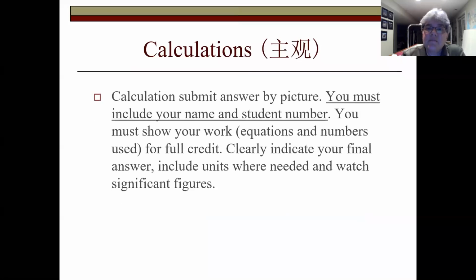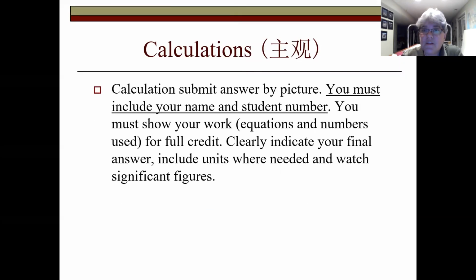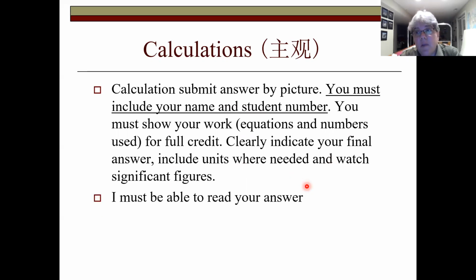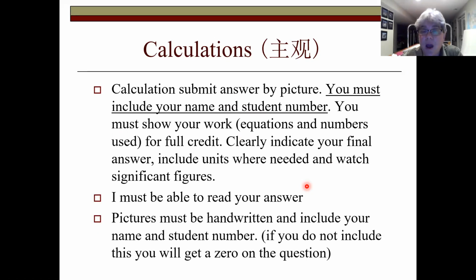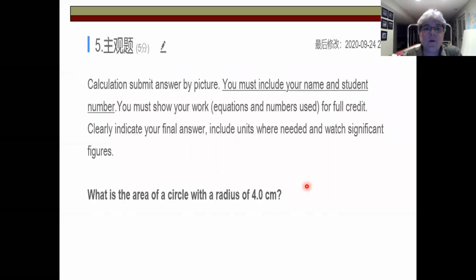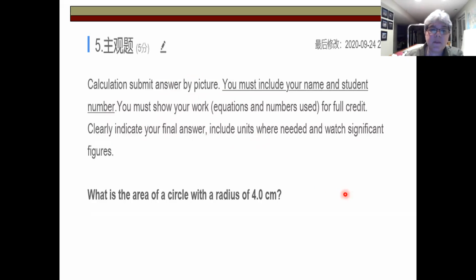All right, calculations. You're always going to see these instructions. These are the ones you have to submit by a picture. And remember, for calculation, you always have to have equations and numbers. You always have to have your name and student number. You always have to have units and significant figures. I have to be able to read your answer, and you have to do it by hand. These you cannot type in the box. So calculations are going to look like this. They will always have those instructions.